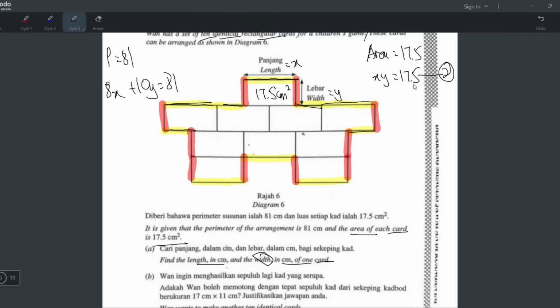All right, now we have to do simultaneous equations. And this one, you cannot use the elimination method. You have to use the substitution method because this type of question is one linear, one non-linear. So you have to use the substitution method.